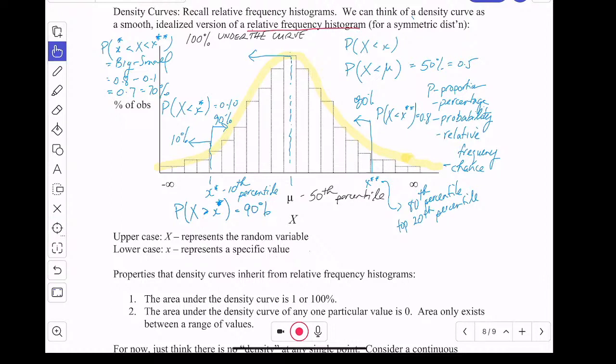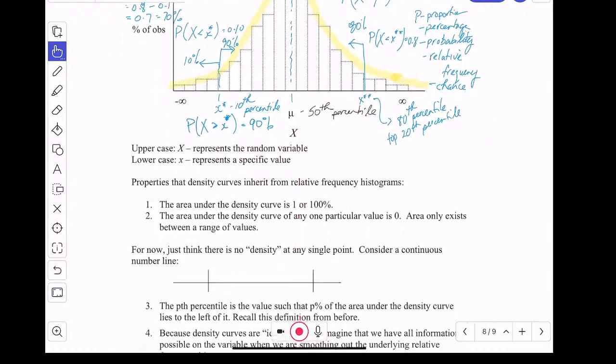But area at a point, density at a point, density at a value is always seen as 0. So the probability that X equals a particular value, like 60, is 0. There's no density at a point. And that's because there are infinitely many numbers in between any points on a continuous number line. So the chance of it being exactly 1 is infinitely small, or unlikely. So we just say it's 0.